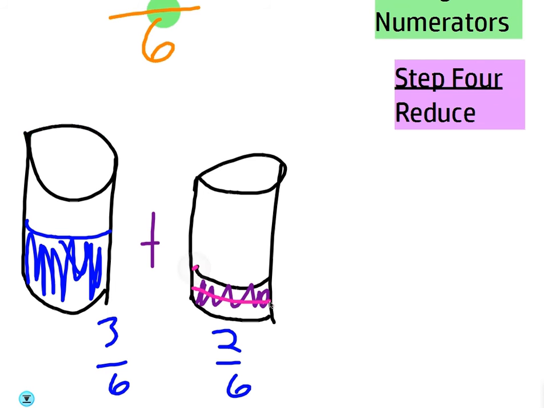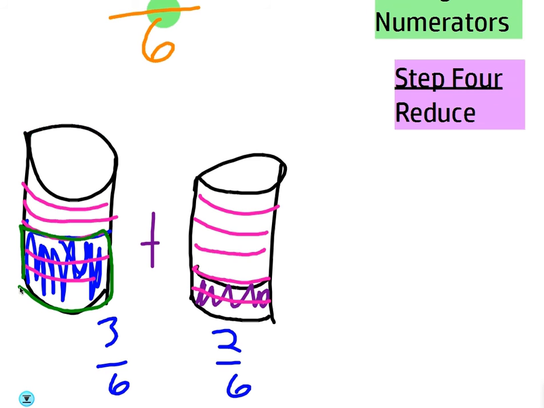So here's 1, 2, 3, 4. That's divided into 6 pieces. 1, 2, 3, 4, 5, 6. And over here we can divide it the same. 1, 2, 3, 4, 5, 6. So as you can see over here, we have 3 out of 6 pieces. And over here we have 2 out of 6 pieces. Now it's real easy to see. If you add the 3 over here and the 2 pieces over here, you'll end up with 5 out of 6 pieces.